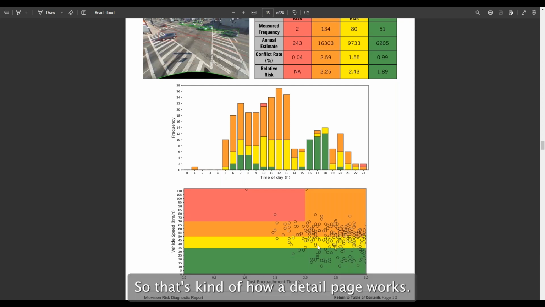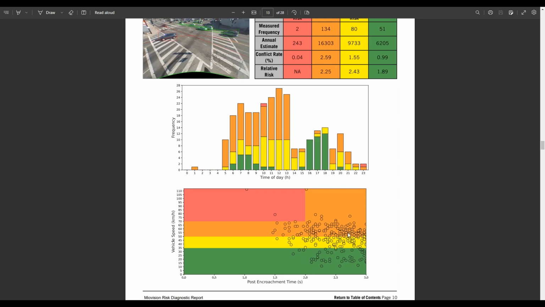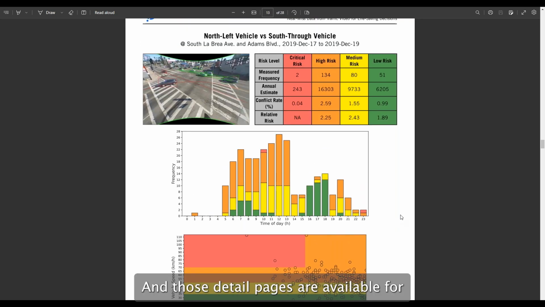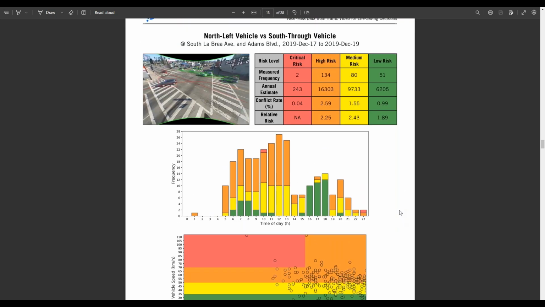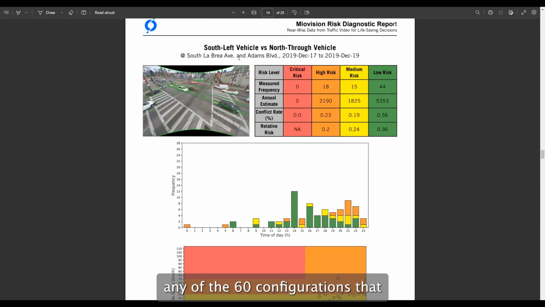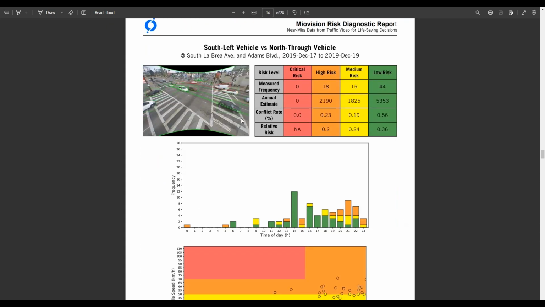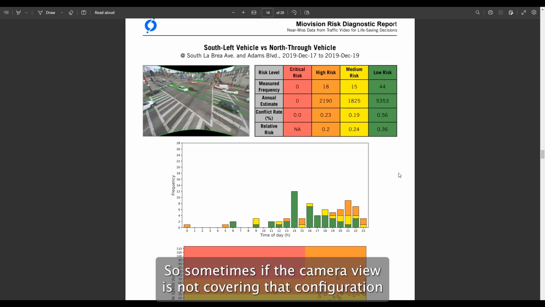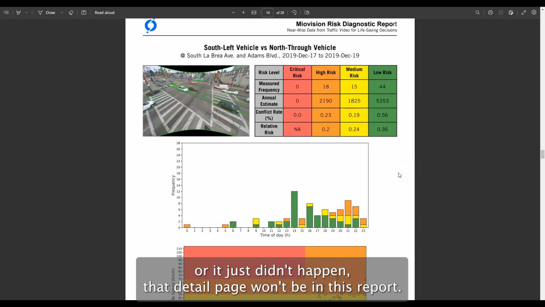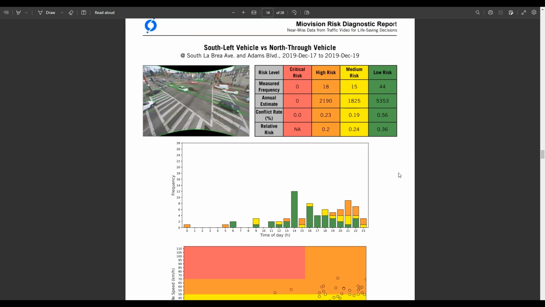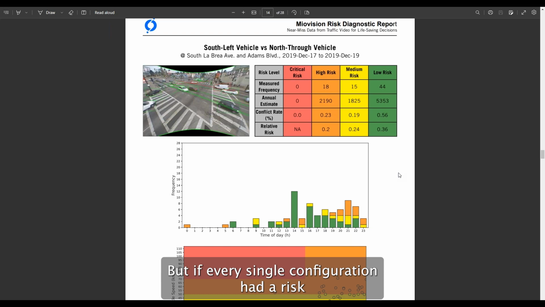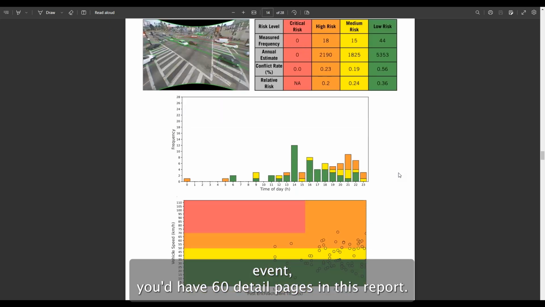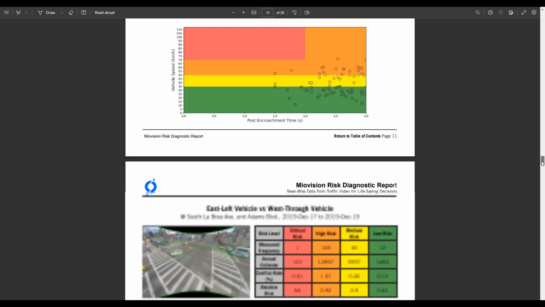So that's how a detail page works, and those detail pages are available for any of the 60 configurations that had a risk event. Sometimes the camera view is not covering that configuration, or it just didn't happen, so that detail page won't be in this report. But if every single configuration had a risk event, you'd have 60 detail pages in this report.